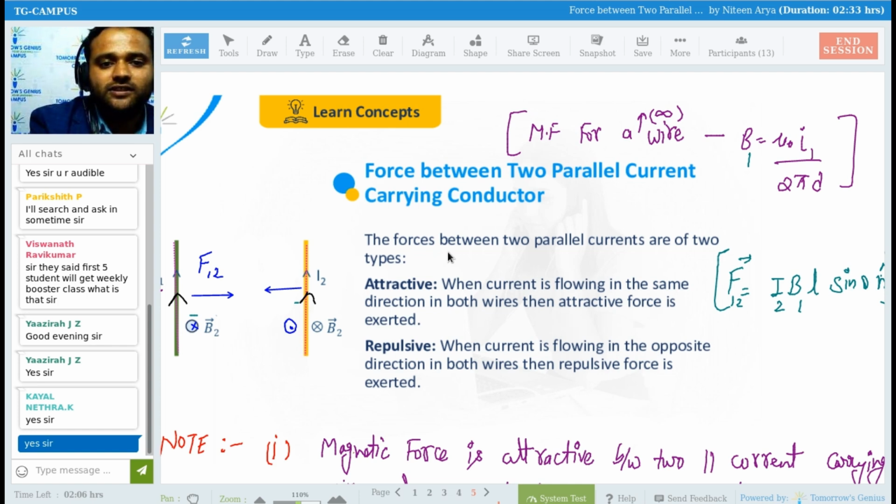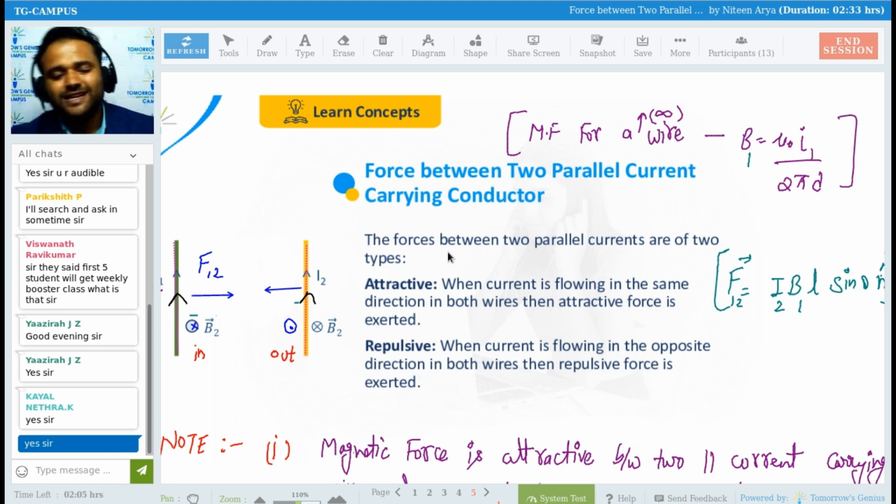So this is your inward magnetic field, this is your outward magnetic field. They are opposite in sense. That is why they are attracting each other. This is your B2. Instead of B2, this is B1.